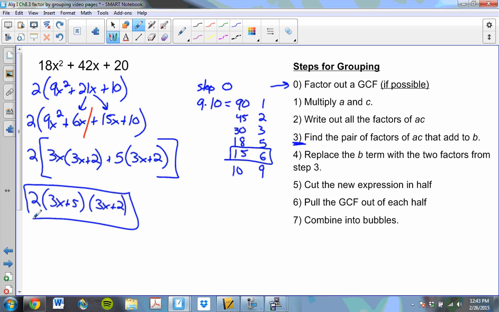Now that would not have been an easy factor to do by guess and check. Certainly possible, not too tough, but probably not easy for a lot of you. And there I kind of just ran through the steps of grouping in a hurry.